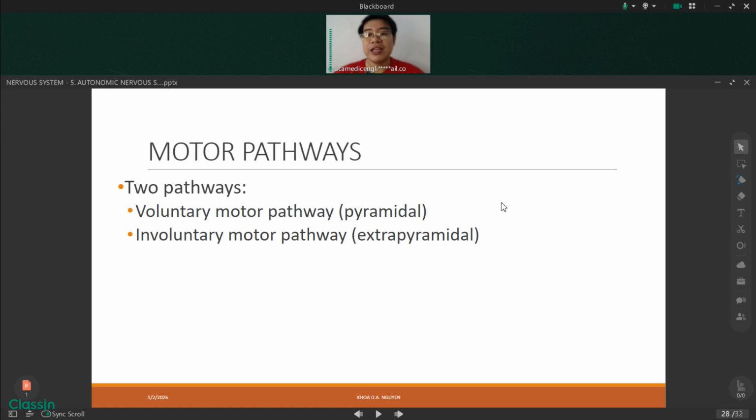Because of the voluntary motor pathway, or the pyramidal pathway. Okay, but how about the involuntary motor pathway? You don't have to know a lot about the involuntary motor pathway, or the extrapyramidal pathway, just yet. Just know that these pathways will control the movements of the muscles that are usually not controlled by your cerebral cortex. For example, the tone of the muscle.